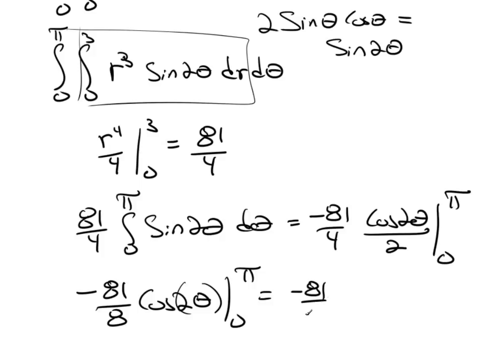So that's negative 81 over 8 times cosine of 2 pi, which is going to be 1. And then at 0, I'm going to have cosine of 0, which is 1. So 1 minus 1 is 0. So the whole thing is just 0.